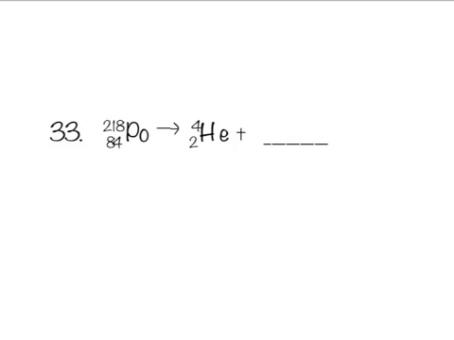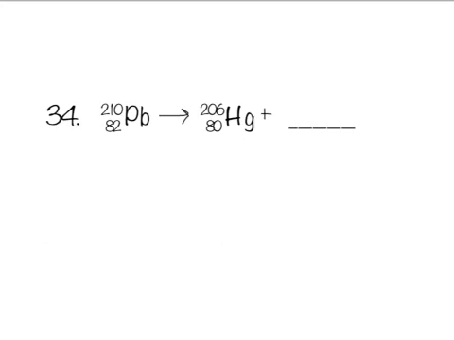In this example, we have polonium-218 undergoing alpha emission. You'll notice that's an alpha particle. So what number plus 4 is 218? And that is 214. What number plus 2 is 84? That's going to be 82, which makes this lead.